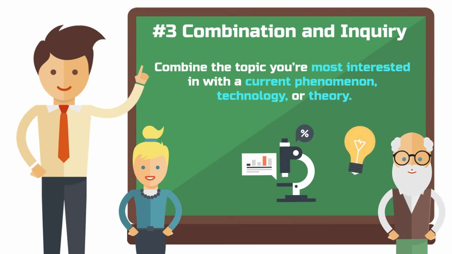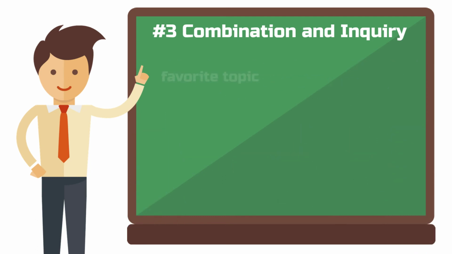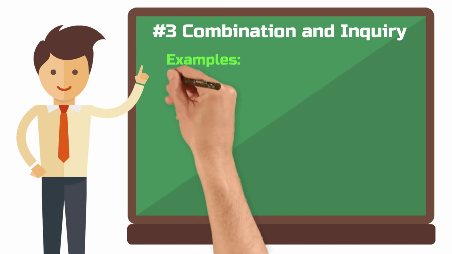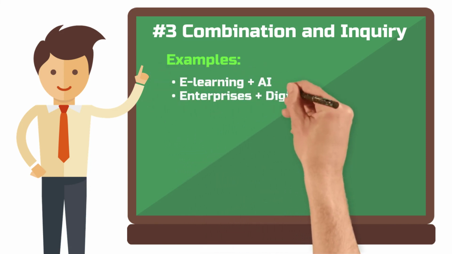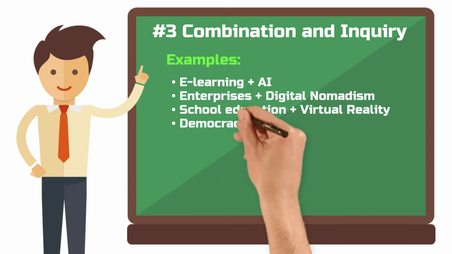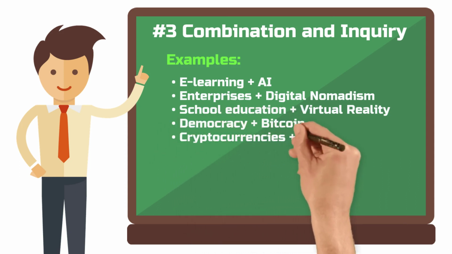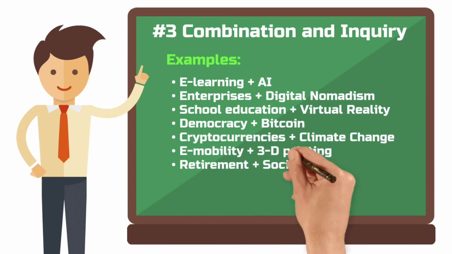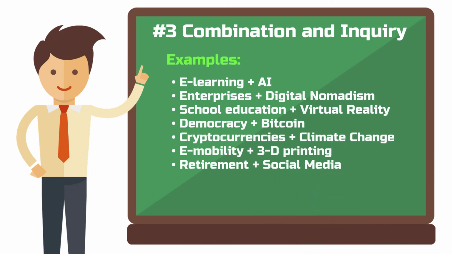The topic you finally choose should not only be interesting, but also relevant. And you achieve relevance by addressing a research problem. If you now combine your favorite topic with a second component, in most cases the result is such a dynamic topic that a relevant research problem can easily be derived from it. Here are a few examples: e-learning and AI, enterprises and digital nomadism, school education and virtual reality, democracy and Bitcoin, other cryptocurrencies and climate change, e-mobility and 3D printing, or retirement and social media. I think you see the pattern.